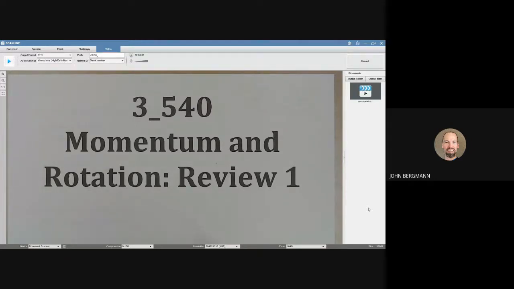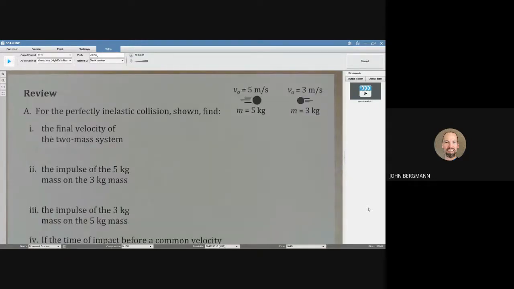Momentum and rotation review 1. For the perfectly inelastic collision shown, find all of these quantities.